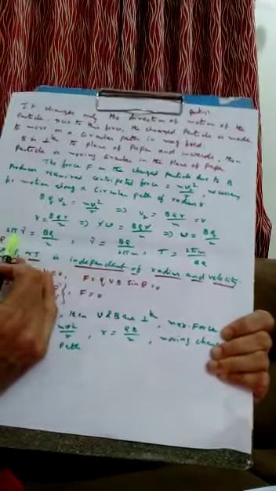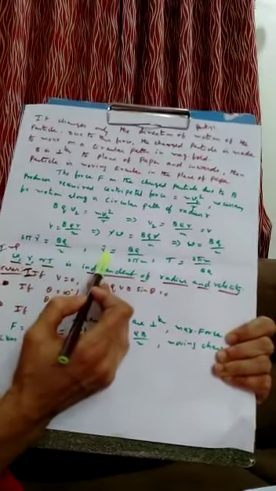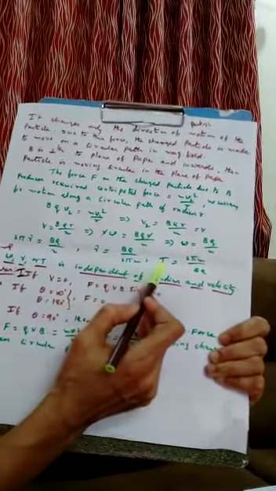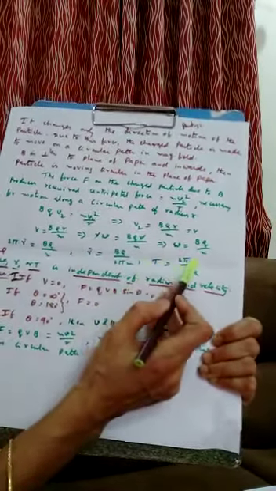Omega means 2 pi nu, so 2 pi nu is equal to BQ by m. Nu is equal to BQ by 2 pi m. Our time period is given by the reciprocal of frequency, so T is 2 pi m by BQ.